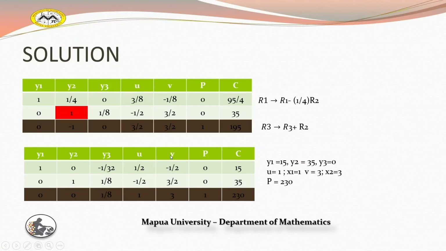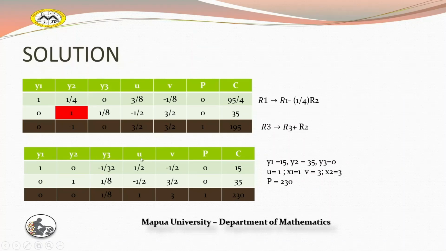Now how can we find the values of these unknowns? Since they are now in optimal column, then we can find the value of variable y of 1 as equal to 15, because from the 1 connect to the constant column, this is now equal to 15. For y of 2, from the coefficient 1 connect into constant column, so the answer is 35. But for y of 3, since there's no 1 value element here, therefore y of 3 is equal to 0.